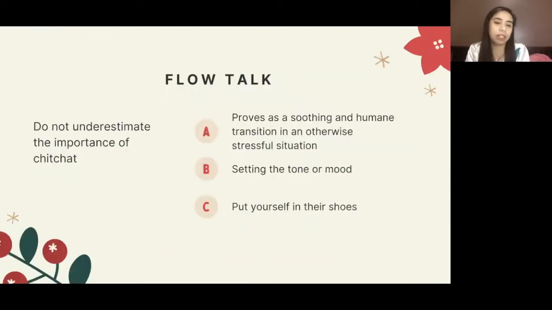Do not underestimate the importance of chit chat. What does that mean? Remember, I mentioned earlier that there's high anxiety during this time because the patient doesn't know how he or she did, and the family doesn't know what you're about to say. Basically, this is building rapport with who you're discussing the results with. So this serves as a soothing and humane transition in an otherwise stressful situation. It sets the tone for the conference, and it puts yourself in their shoes. Empathy for a clinician is very important, and the very first step of the post-evaluation already shows that you really need this trait or value because they're already in a stressful situation. So as much as possible, as a clinician, as an SLP, you try your best to elevate the situation.